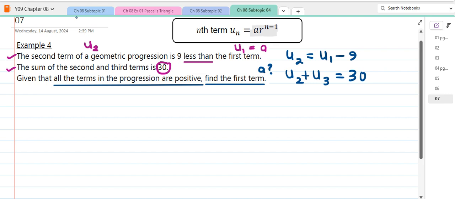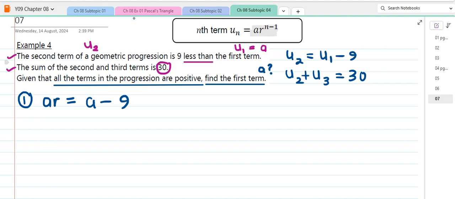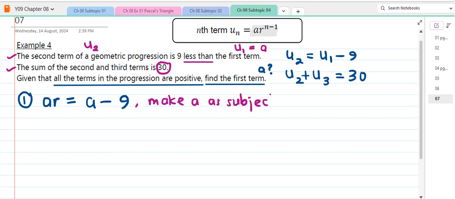So let's begin. As for the first equation, let me write down number 1. u2 means ar^(n − 1), and n − 1 is 2 − 1, which is just power 1. So ar = a − 9, because u1 is obviously a, minus 9. For this one, let's make a the subject. This a must be moved to the left side, so ar − a = −9.